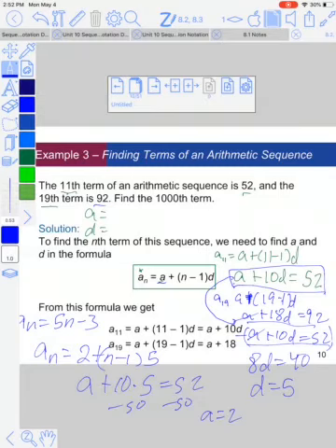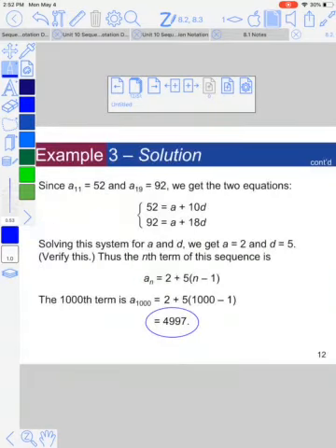So if you wanted the 1,000th term, plug it in. 5 times 1,000 is 5,000 minus 3 would be 4,997. And let's see if that's what they get. Sure enough, 4,997. Woohoo! All right.